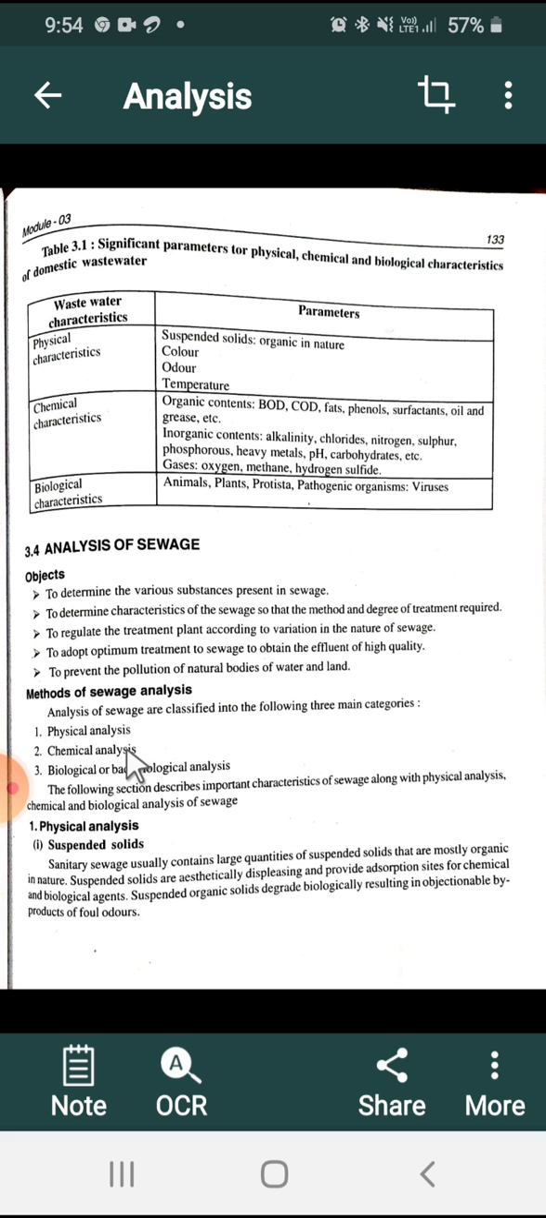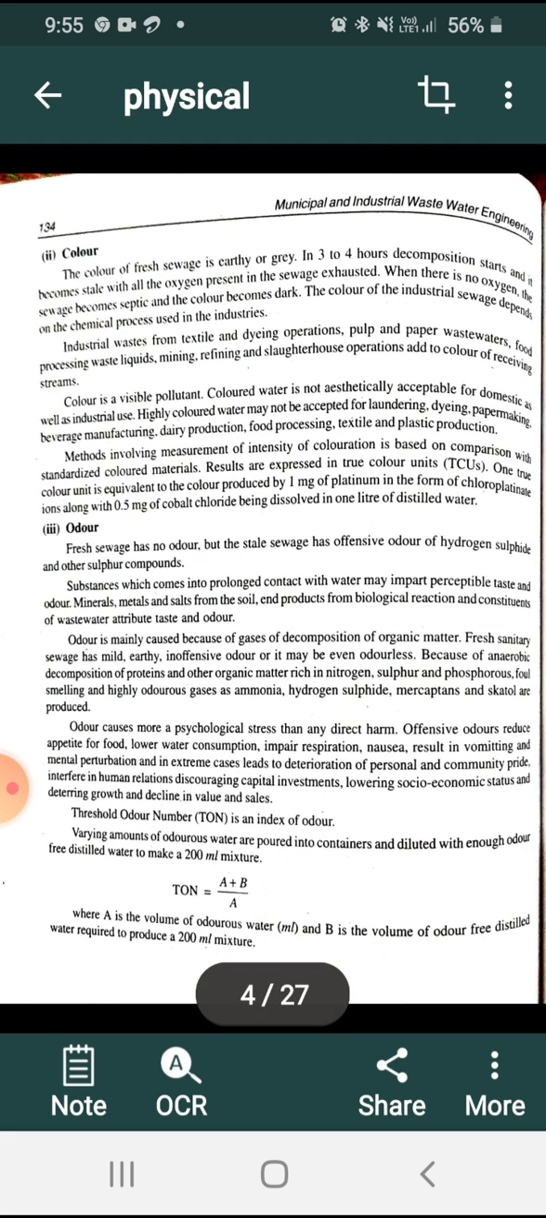This is the analysis of sewage, the methods of analysis. In physical analysis, chemical analysis, and biological analysis, what are the parameters to be tested? In physical analysis, you have to determine solids, color of the sewage, odor of the sewage, temperature, and turbidity. Now let us start one by one. This is suspended solids. Suspended solids means how much quantity of solids are suspended, that means floating over the surface of the sewage, which we can determine.